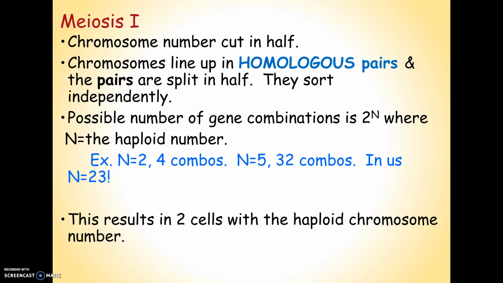So at the end of meiosis I, we've only divided once. And we've made 2 cells with the haploid chromosome number, 2 cells that have half the original number of chromosomes. So that's meiosis I. Meiosis II is going to look more like mitosis.